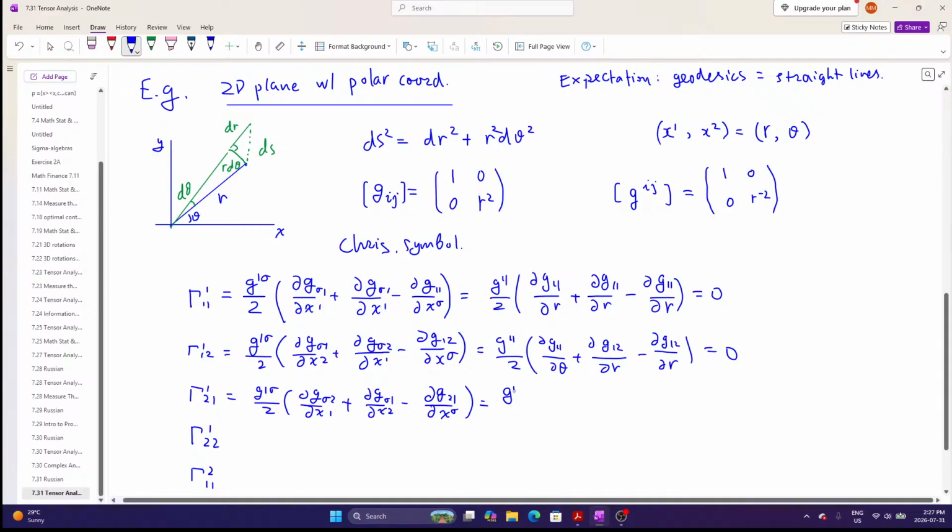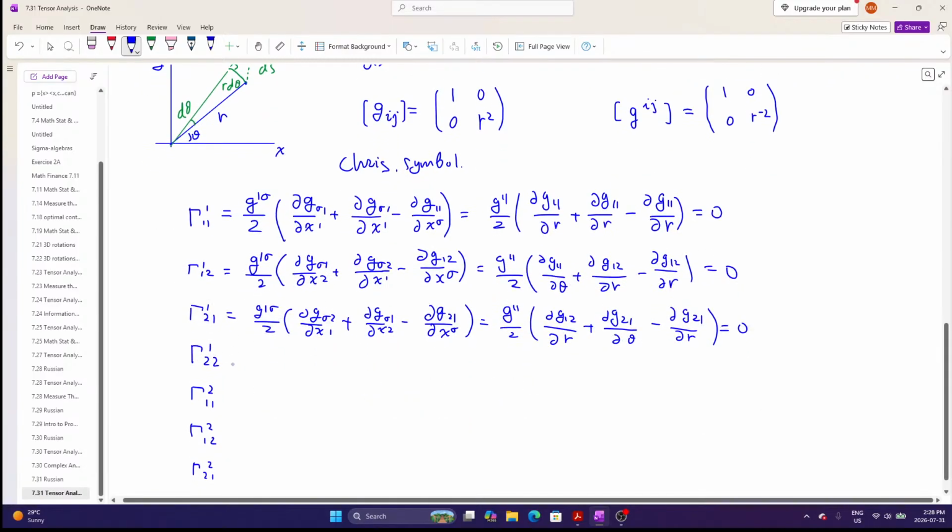And now you have g11 over 2. Here this is dg12 over dx1, which is dr, plus dg21 over dx2, which is d theta, minus dg21 over dx1, which is dr. And all the off-diagonal terms are 0, so this one is 0.